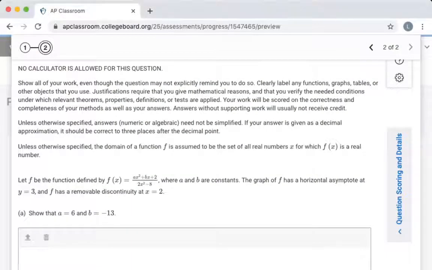It says, let f be the function defined by f of x equals ax squared plus bx plus 2 divided by 2x squared minus 8, where a and b are constants. The graph of f has a horizontal asymptote at y equals 3, and f has a removable discontinuity at x equals 2.